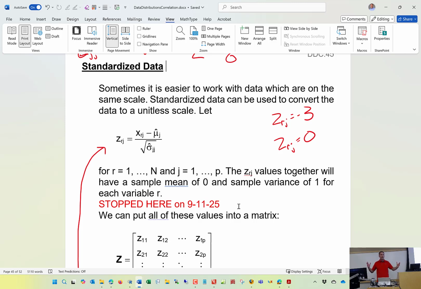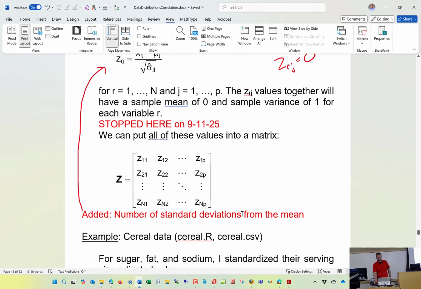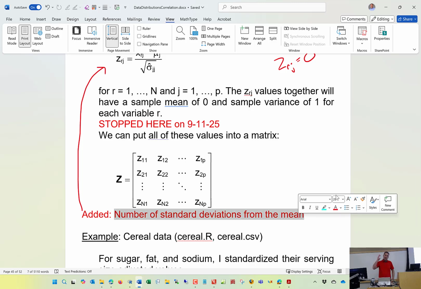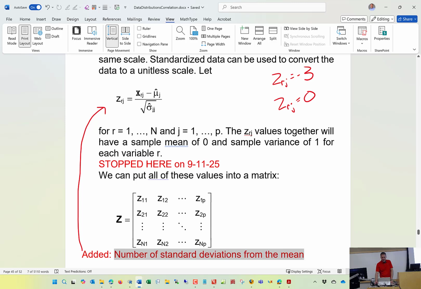And so something that I didn't actually have in the notes, I want you to make sure you have there, is that basically what we're looking for is the number of standard deviations a particular data value is from the mean. Why? Well, notice what we're doing. We're taking x, subtract off mu hat, well, the distance from the mean, and then we rescale it by the standard deviation.